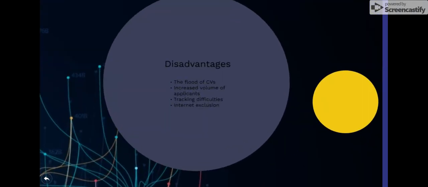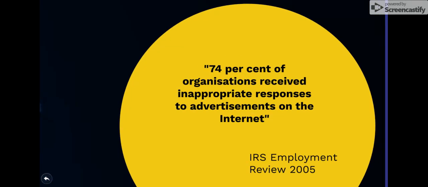Stark adds to our list of benefits with a list of problems. This includes the danger of being flooded with resumes, the increased volume of applicants, tracking difficulties, and the fact that not everyone has access to the internet. This has been supported by empirical research by the IRS Employment Review, which found that 74% of organisations received inappropriate responses to advertisements on the internet.